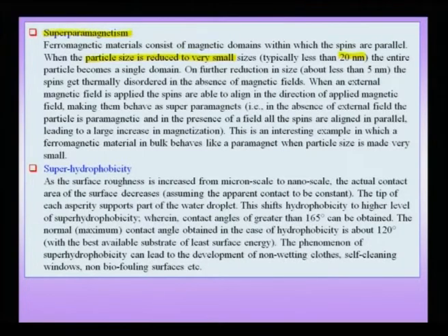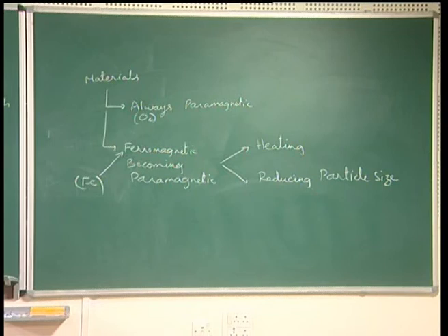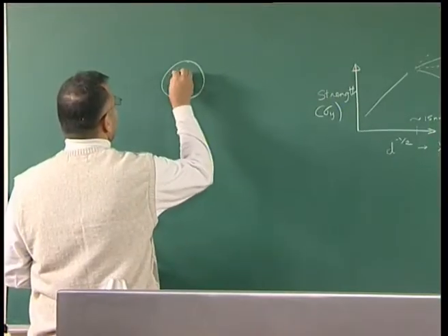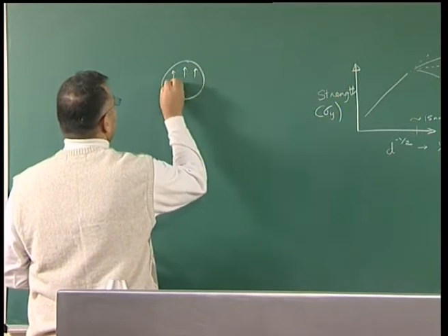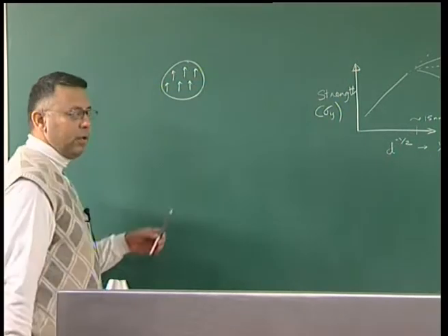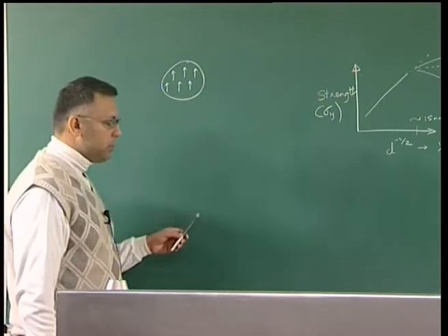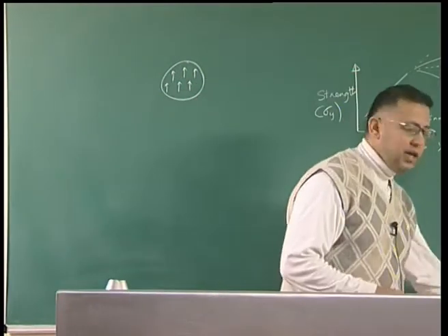But suppose I reduce this size even further and take it to a size of the order of 5 nanometers. And now I am assuming a pure iron particle, there are no oxide layers covering it. Then the particle size is so small that the inherent tendency for all the spins to align within the particle becomes small, because I simply do not have enough number of atoms in the material to give me my effective spin alignment.